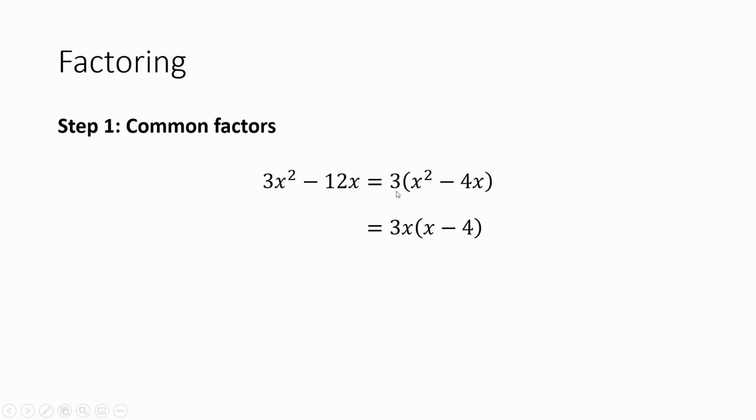If we expand the first line, 3 times x squared gives us 3x squared. 3 times negative 4x gives negative 12x. If we do it at the second line, 3x times x gives us 3x squared, and 3x times negative 4 gives negative 12x. So each of these representations describes exactly the same thing. They just look slightly different, and we can use them for slightly different purposes.